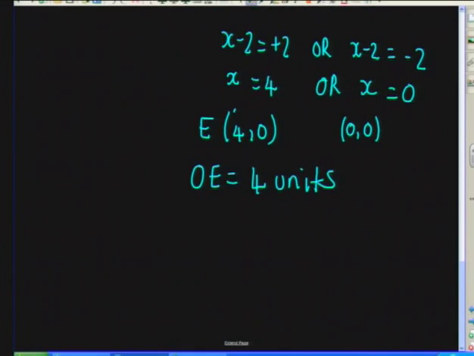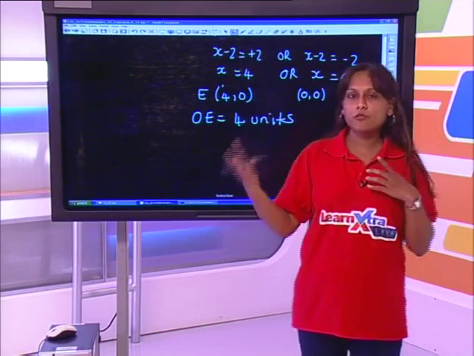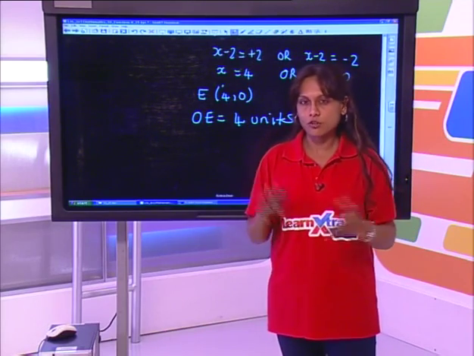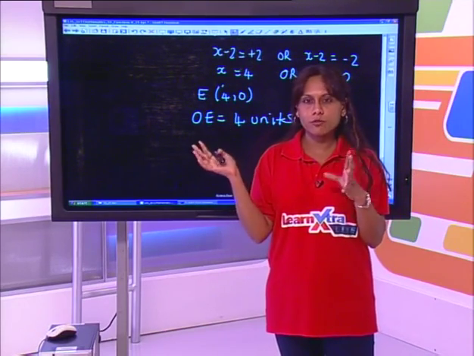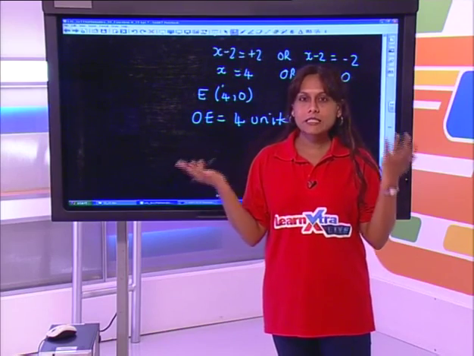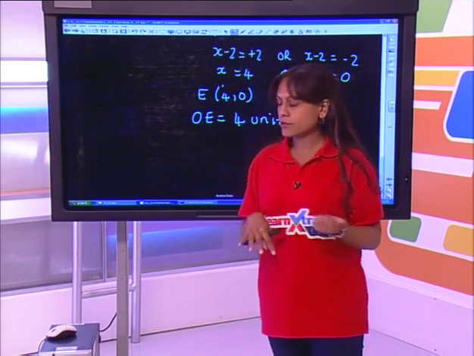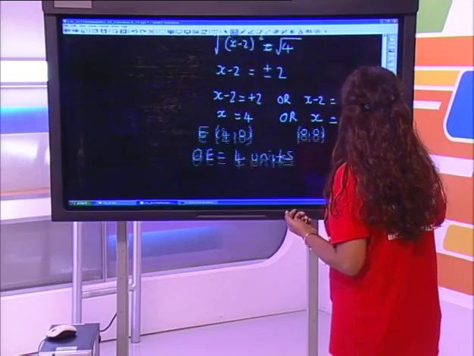Okay, and guys, this is a typical question. You know, if you've got points on the x-axis, we often ask you to find the distance between the 2 points. If you're looking at the x-axis, it means you're looking at your x-intercepts. All right, let's move on to the next one.